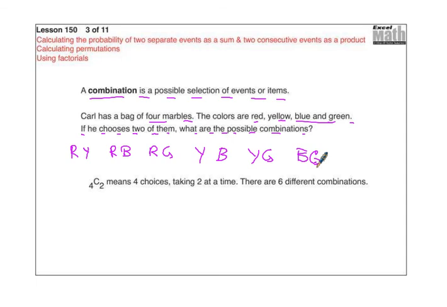The way we abbreviate what we're doing right here is we write 4C2. And what this means is there's 4 different choices, 4 marbles, and you're going to make a combination, just combine 2's together, right? And you're going to do those in combinations of 2. That number 2 means you're going to pick 2 of them at a time. And they want to know how many combinations using 4 there are. And there are 6 different combinations. Okay, a little bit confusing.